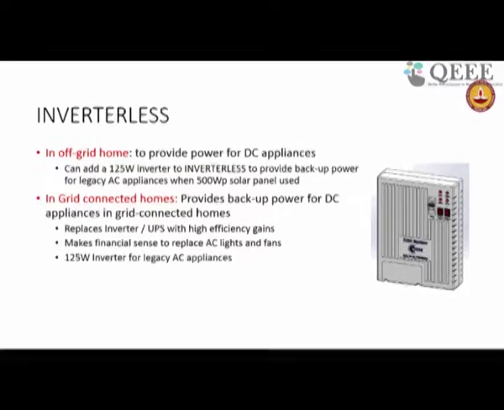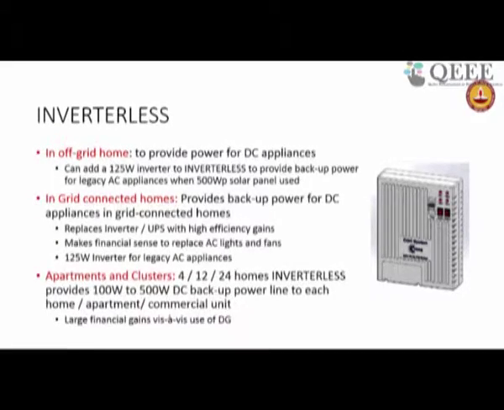In a grid connected home, it replaces the inverter. Remember that in a grid connected home, I have an inverter, it can replace it. It saves me a huge amount of power. And of course, environmentally friendly, that's another advantage. Apartment clusters, you can take 4 homes together. You can take 8 homes together, 12 homes together, even 24 homes together. We have the same inverterless solution. Of course, size becomes bigger, but the concept is very, very similar, and you can give to each home what they need. That is the kind of thing that we have started.